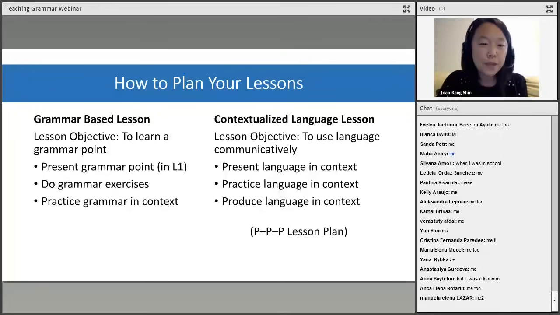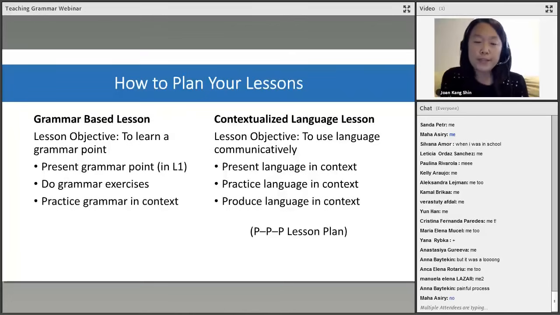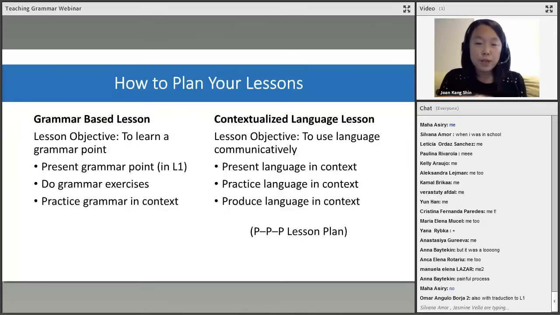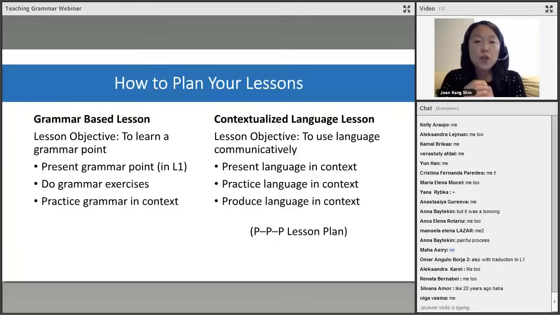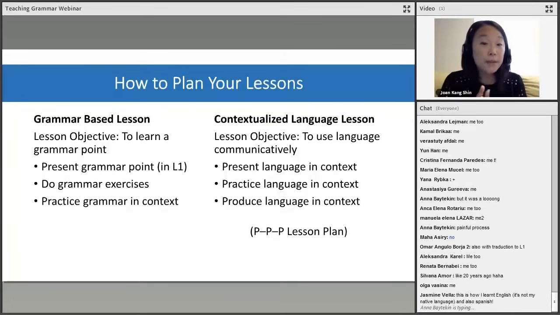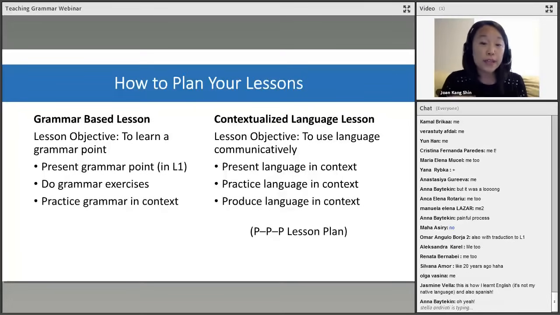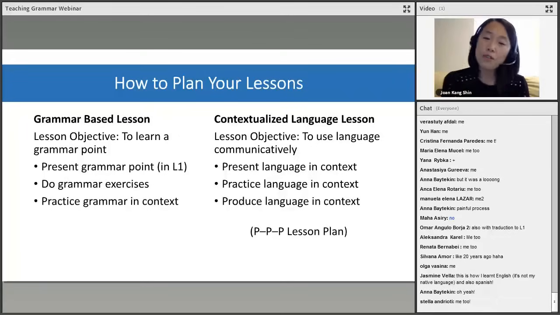No. So, it's very important that when you use a real-world context or bring in a context like a story or a song, you have to set up your lesson differently. And so many people use this way to create a contextualized language lesson. So first of all, the lesson objective is always, instead of the grammar point, about using language communicatively. Okay, sometimes there's a task.